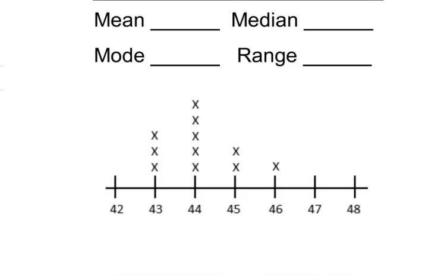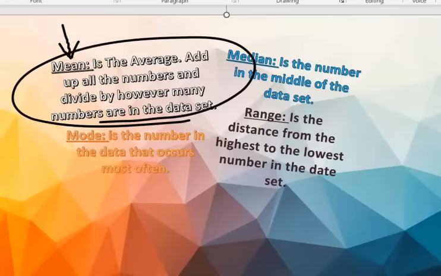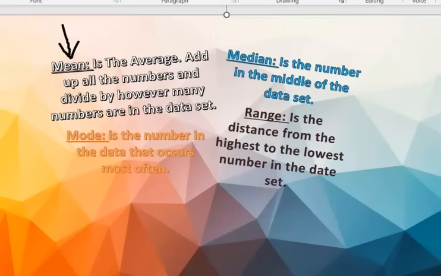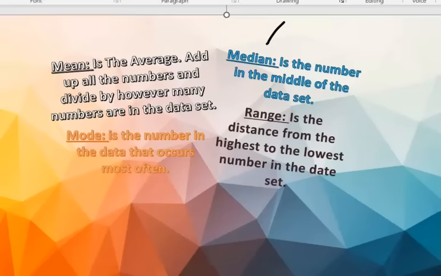All right, on this data set, we need to find all 4 things: mean, median, mode, and range. And so let's look at this. Mean is the average. You add up all the numbers and divide by however many numbers there are in the data set. So if there's 10 numbers in the data set, you add them all up, divide by 10. Then the median is the number in the middle. So you line up all the numbers in the data set from least to greatest, and then find the number in the middle. If there's 2 numbers sharing the middle, you find the average of those 2 numbers. You add them together and divide by 2.